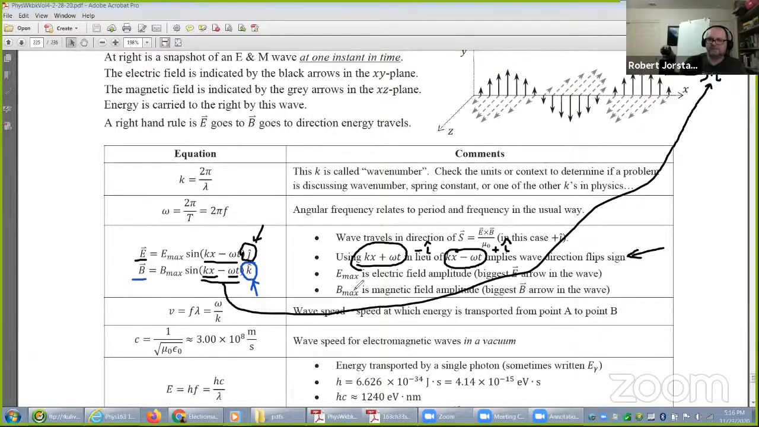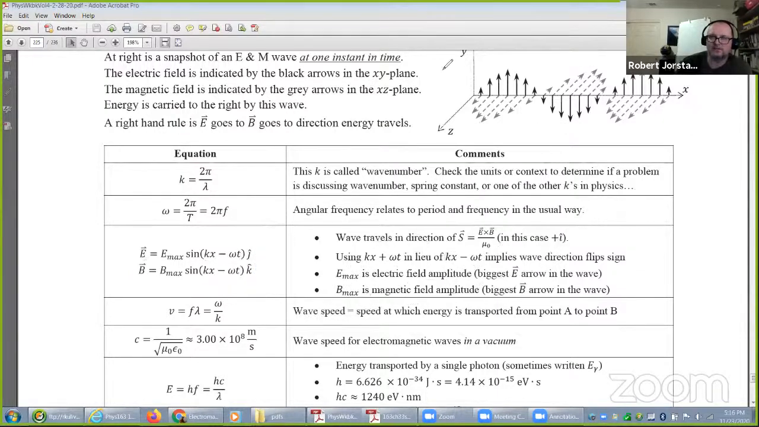Okay. And then a couple of other things. You're kind of getting used to this. This is an amplitude. So this is the electric field amplitude, E max, and that's just the largest value right there. And then this would be the largest value of the B field. So again, the amplitude is simply the peak size. So that would be the maximum amount of magnetic field in the wave. I'm going to pause for a second. Any questions?